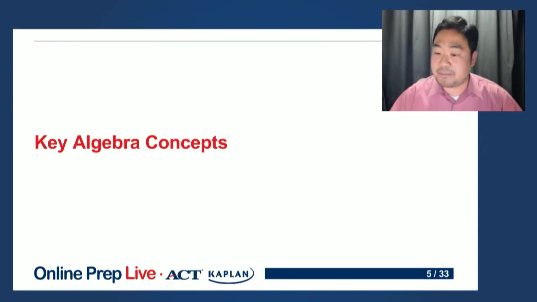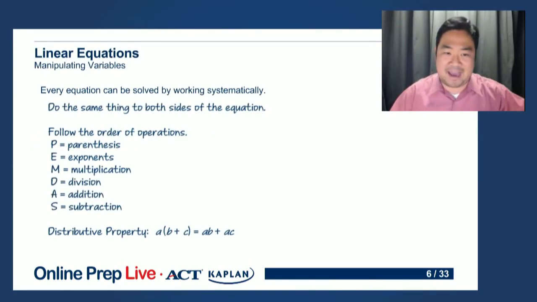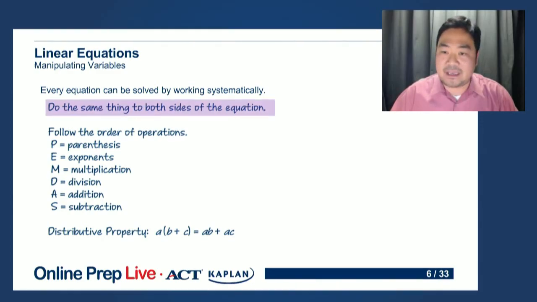Let's get started with a couple of key algebra concepts, starting with stuff that you might remember, not even from high school, but from way back when. Manipulating variables in linear equations. The first thing we'll always want to remember: if you are dividing by 3 on the left side of the equation, or you're adding 5 to the left side of the equation, always remember to do the same thing to both sides of the equation. This way you maintain the equality and you can still manipulate the numbers.